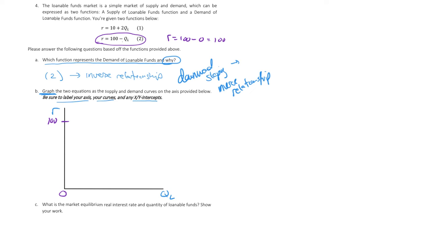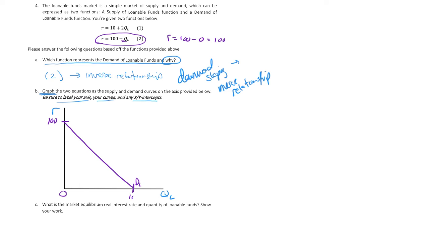The slope is -1, which is that invisible 1 there in front of our variable QL, that coefficient. And so we know that this is going to be a 1-to-1 relationship, so we can pull this down as a demand curve. Here's my demand curve, demand for loanable funds.